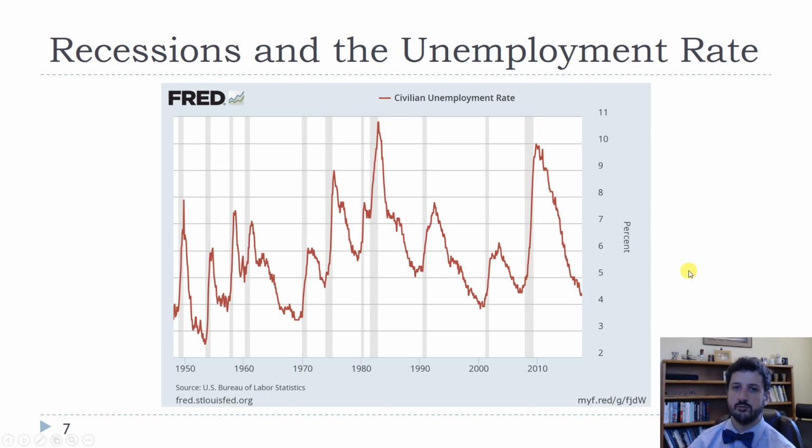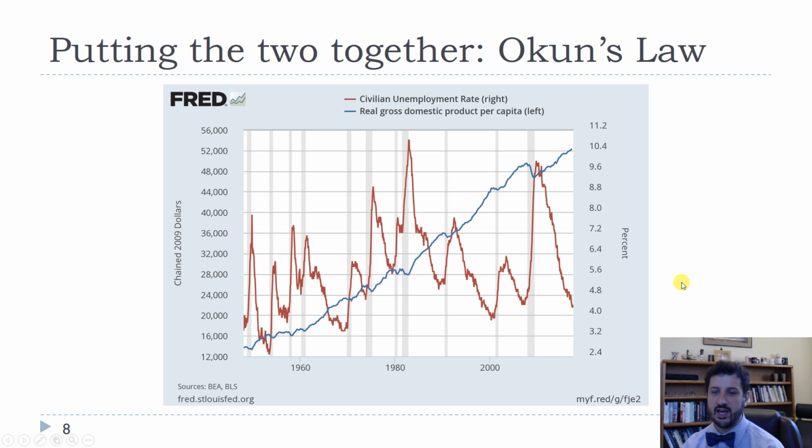But it's not the only measure of the health of the labor market, and there are a lot of economists that think right now the labor market is not as healthy as you might think based purely on the unemployment rate. If we put the two together, we can see the beginnings of what we're going to call Okun's Law, which we'll come back to in just a minute. And the idea basically with Okun's Law is that when the unemployment rate is going up, GDP growth is going down, and when GDP growth is going up, the unemployment rate is coming down. So they have an inverse relationship.